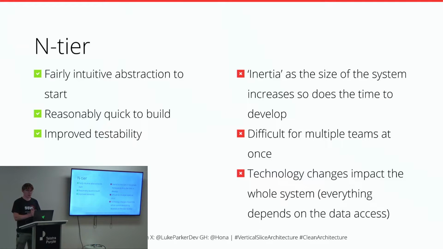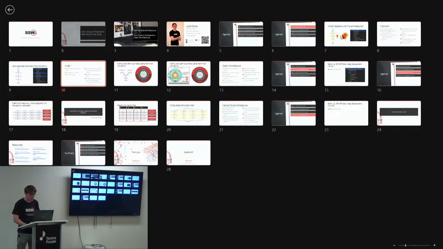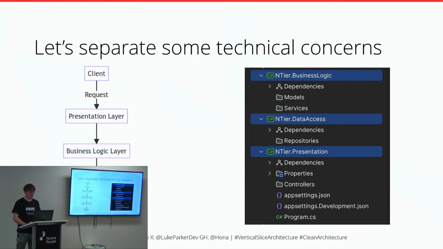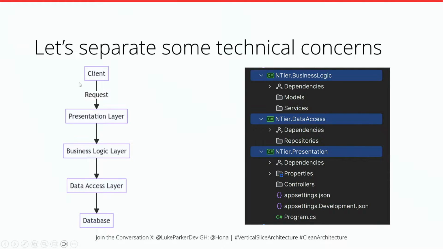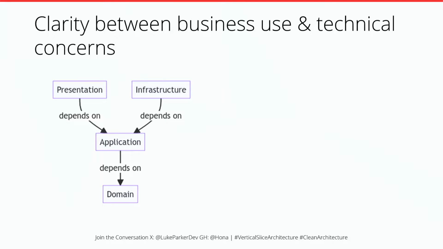Same thing, technology changes impact the whole system. So back to, let's see if I can zoom out with the cursor. There we go. The database and data access is at the bottom. So any change here is still impacted by data access. So that's the main problem. Let me jump back. What if we had some clarity between the business use and technical concerns? Well, what if I flip some stuff around here?